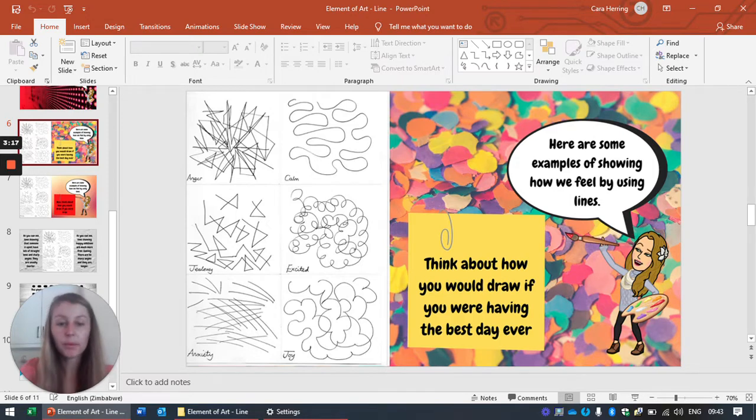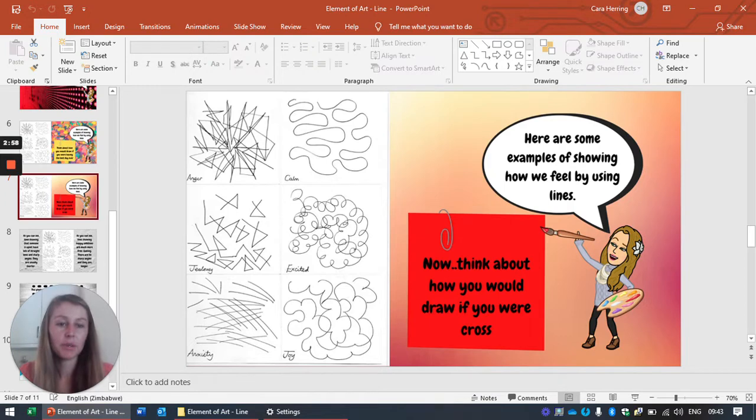So now, boys, what I want you to do is please think about how you would draw if you were feeling happy, or think about how you would draw if you were having the best day ever. So these are nice, curvy, calm, excited, joyful lines on this side, and then we'll go onto this side now.